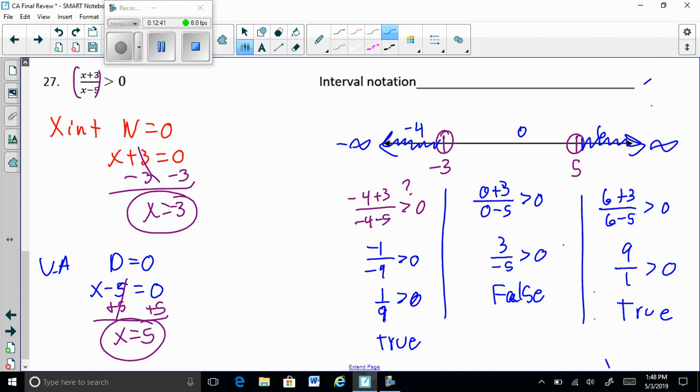All right, so now we just have to write this in interval notation right here. So it's going to be from -infinity to -3, union from 5 to infinity. All right, that does it.